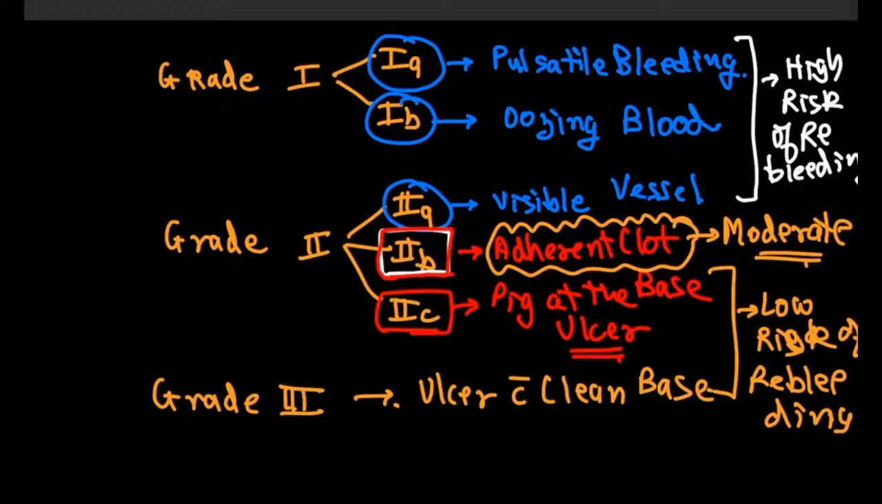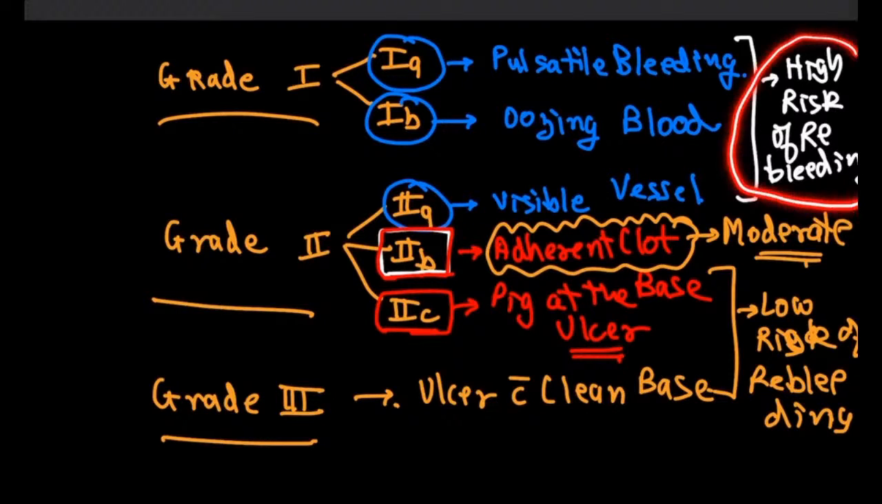This is what is called as a Forest classification. In the Forest classification, you basically divide it into grade 1, grade 2 and grade 3. In the grade 1, you have 1A, which is having a pulsatile bleeding, 1B, you have the oozing of the blood, and 2A, you have a visible vessel. If you have these three findings, in this particular person there is a high risk of rebleeding which can occur.